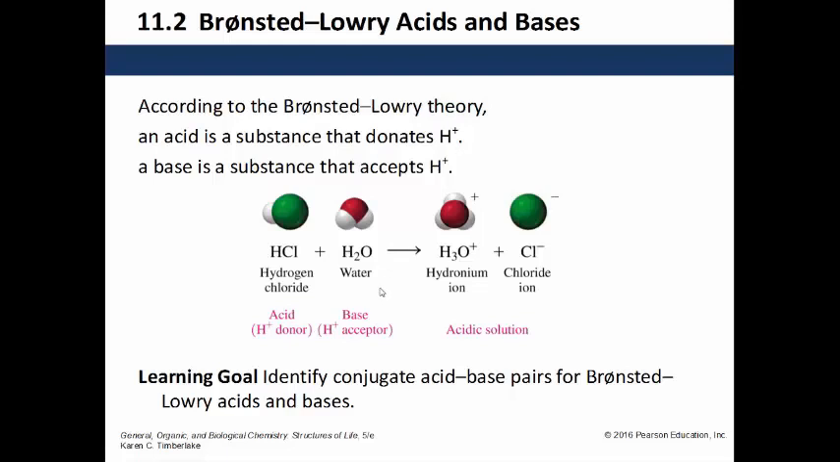So this example here, hydrogen chloride, adding water to that, you get hydronium ion, H3O+, and also chloride ion. So in this reaction, the hydrogen chloride will be considered the acid because it is donating the hydrogen to join up with water to form hydronium ion. And then the base would be the water. It is accepting the hydrogen ion in this example.